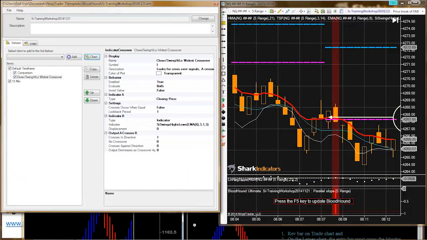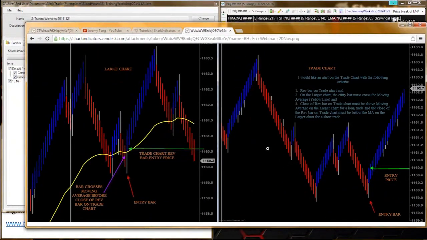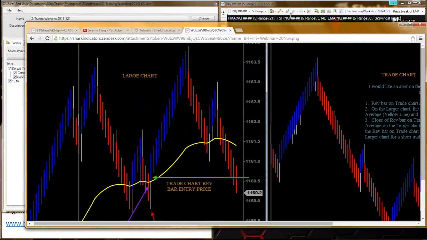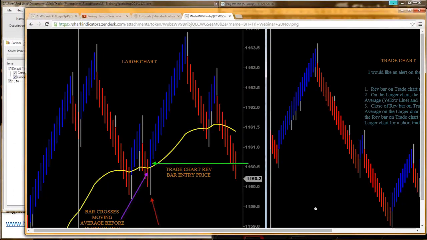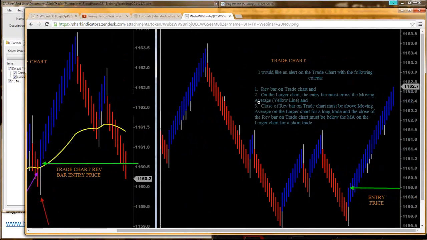So if that was possible, I think what I would suggest is let's open this up a little bit. Yeah, so what I would suggest is, for condition 3, this crossover that you're looking for, or I'm sorry, actually it's a comparison solver. So you're looking for just to make sure that the closing price is above your moving average on the higher time frame.